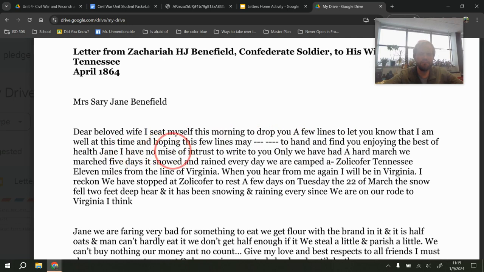A few lines to let you know that I'm well at this time, hoping these few lines may to hand and find you enjoying the best of health. Jane, I have no news of interest to write to you, only we have had a hard march. We marched 5 days. It snowed and rained every day. We are camped at Zollicoffer, Tennessee, which is a town that's 11 miles from the line of Virginia. You can find it on page 4 in your map. When you hear from me again, I will be in Virginia.